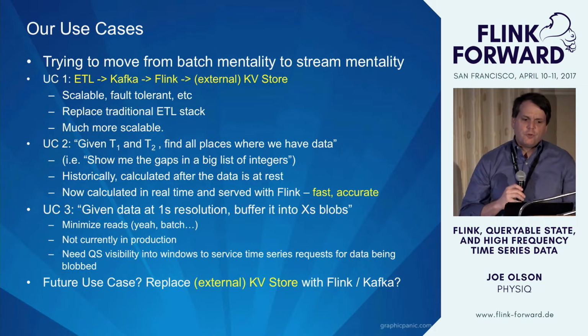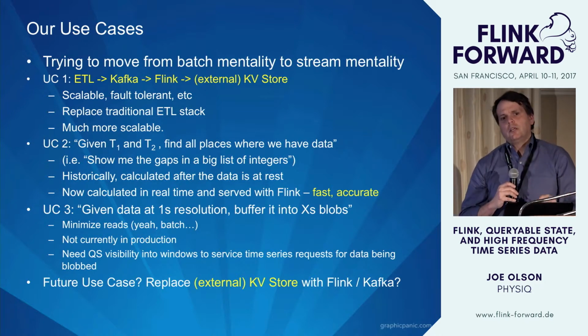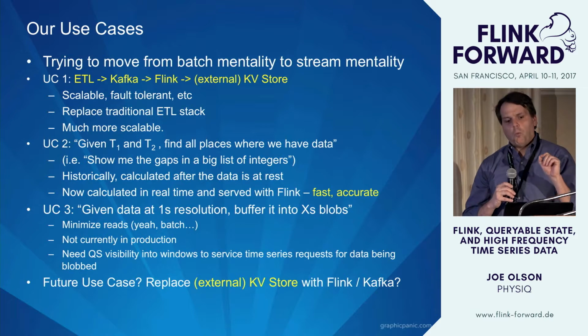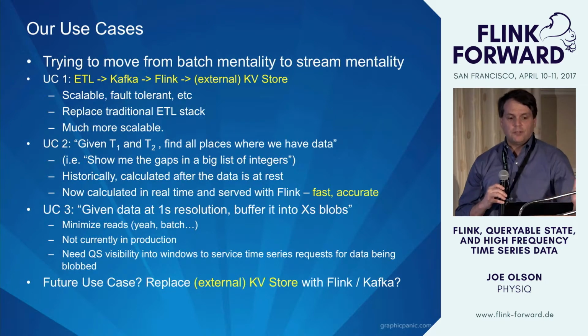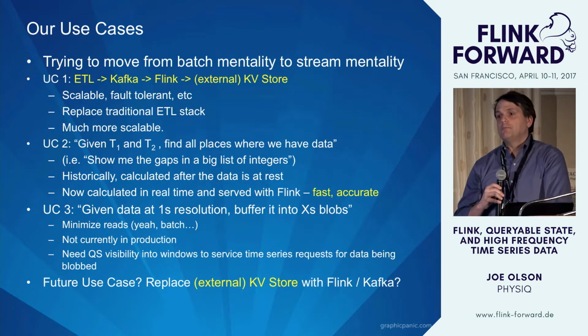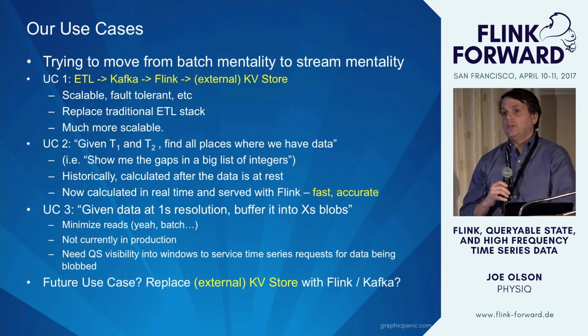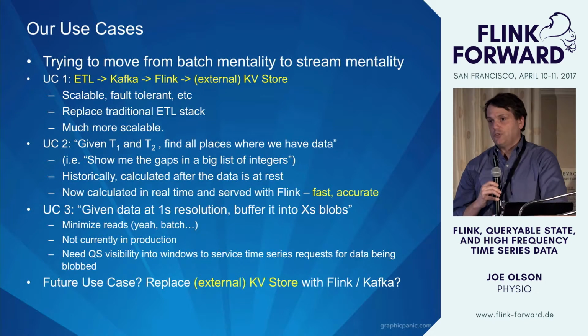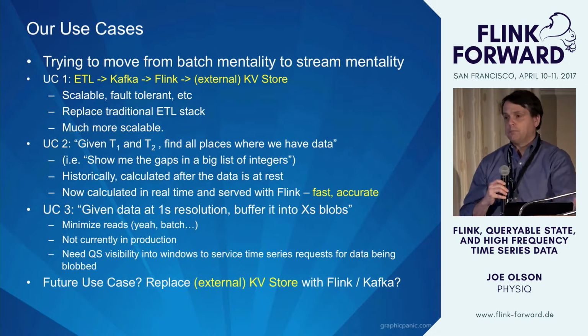Well, if all the data is flowing through Flink now, we can calculate this in real time. Every point that comes in, we can tabulate what point in time that data point existed at and update our running list of where our data is. So this is now calculated in real time, served up with Flink, and it's fast and accurate. And because we can pull it out of Flink via the queryable state, if we need information between time 1 and 2 where we have coverage, instead of hitting the key value data store, we can pull it right out of Flink.